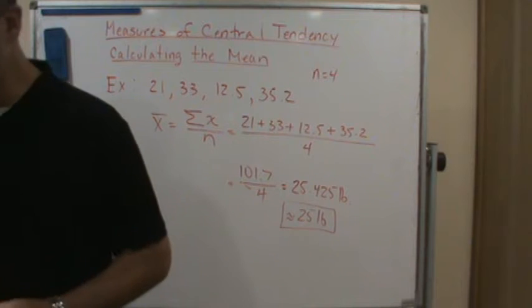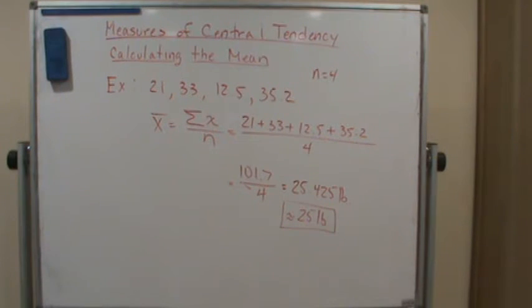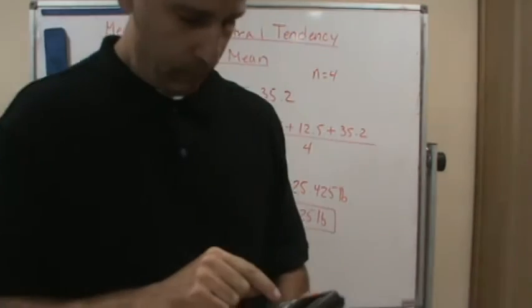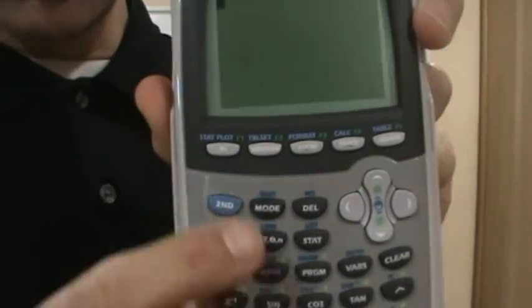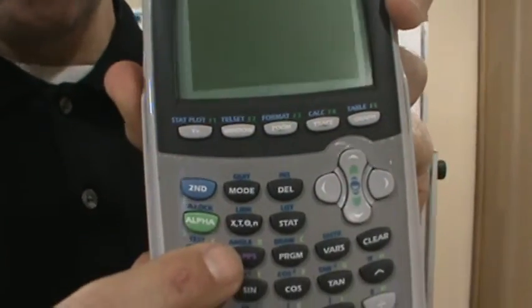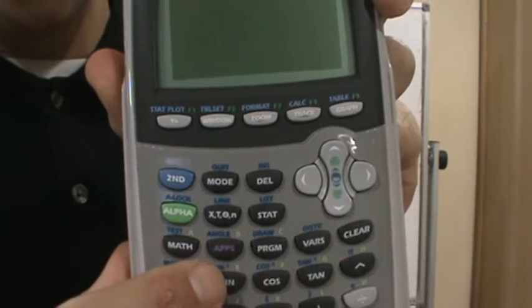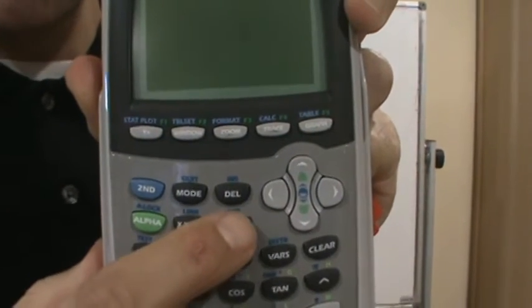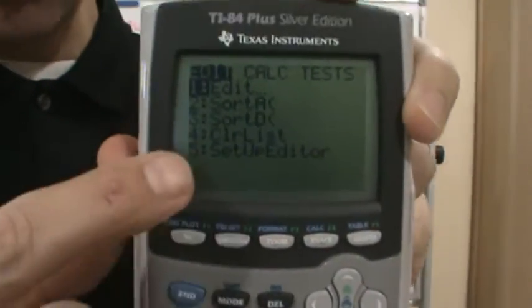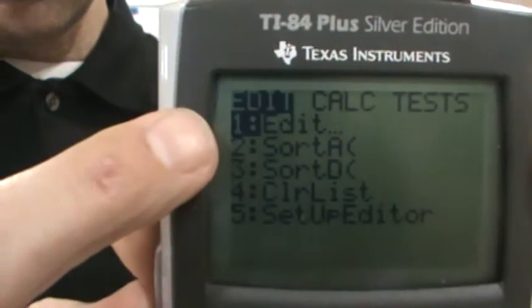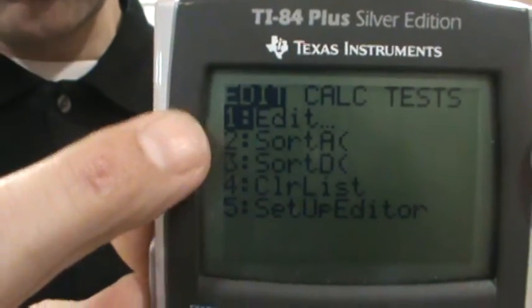Now, how do we do this in your calculator? Well, let me show you. So you take your calculator, and what you're going to do is go to your list menu. How do you get to your list menu? Well, you're going to go to Stat, right? You're going to go to Stat, and then you're going to go to Edit. Okay, so right there's the Edit. So you just hit 1 or Enter.